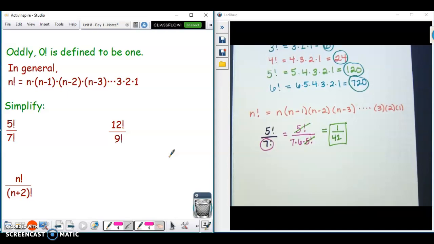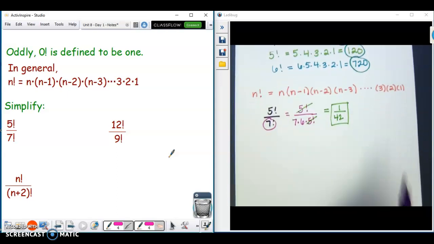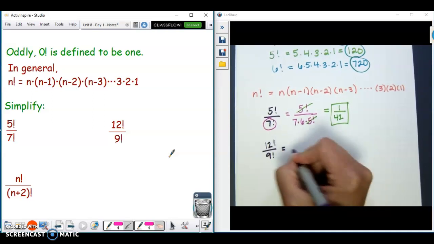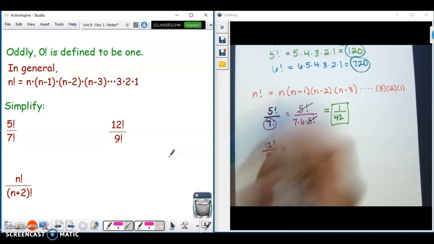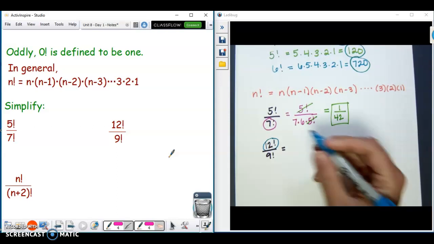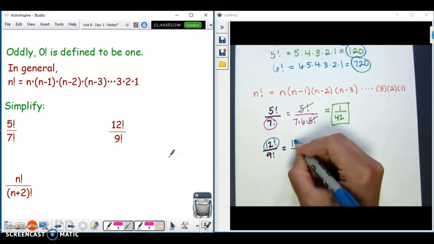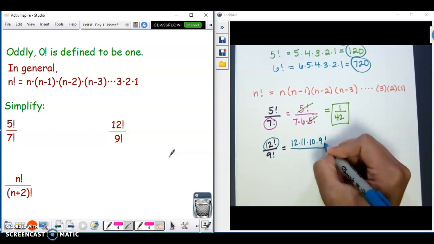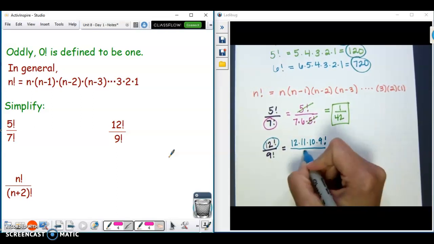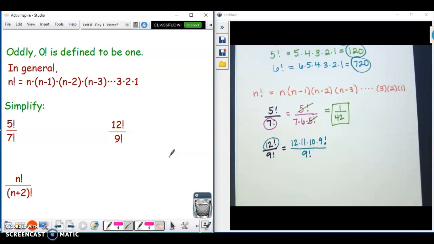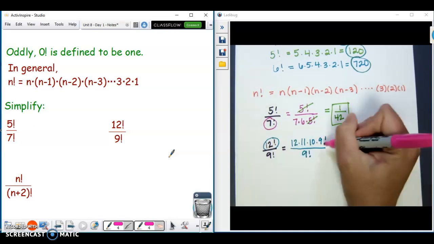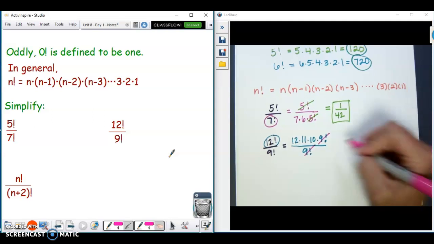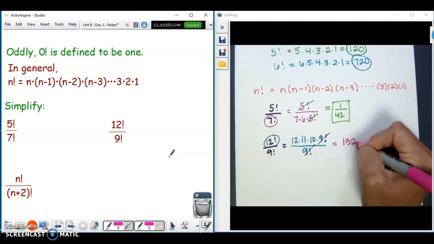Okay? So the one to the right of that, 12 factorial over 9 factorial. I want to rewrite the bigger one, so we're going to rewrite 12 factorial, and we're going to rewrite it until we get to 9. So 12 times 11 times 10 times 9. I'm going to stop there and make it factorial. Keep my 9 factorial on the bottom. So I can cancel out my 9 factorial. So I just have 12 times 11 times 10, which would be 1,320.